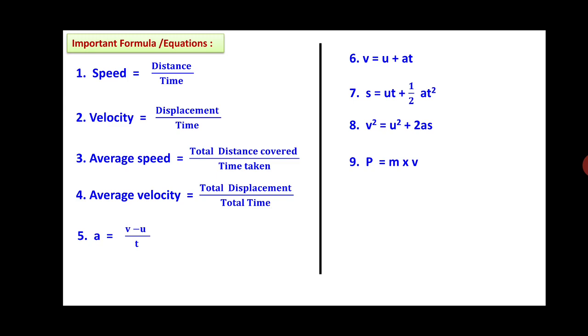Then momentum p is equal to m into v, mass into velocity, and the force F is equal to mass into acceleration, and the law of conservation of momentum m1 v1 plus m2 v2 is equal to m1 u1 plus m2 u2. These are the different formulas that we are going to use while solving the problems. Let us start with the problems.